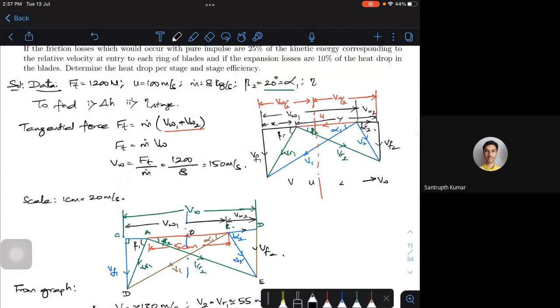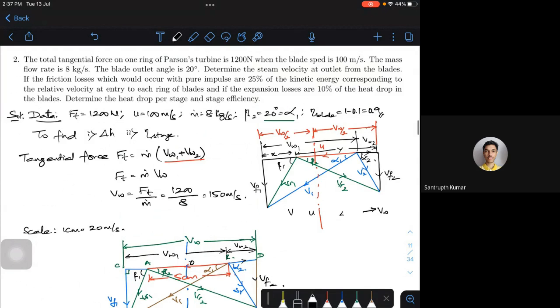This is your blade efficiency, which is 1 minus 0.10 of the heat drop, which is 0.9. So this 10% heat drop is actually in the blades. That is, your blade efficiency is 90%. Now we'll come back to this.